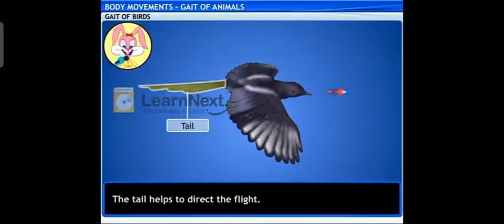And also the tail, you have seen the tail of birds. This tail helps birds to direct their direction. So for changing direction and so on, the birds use their tail.